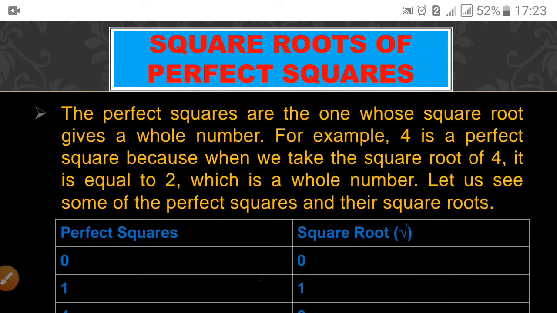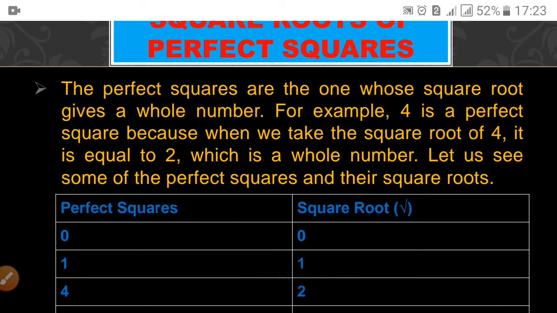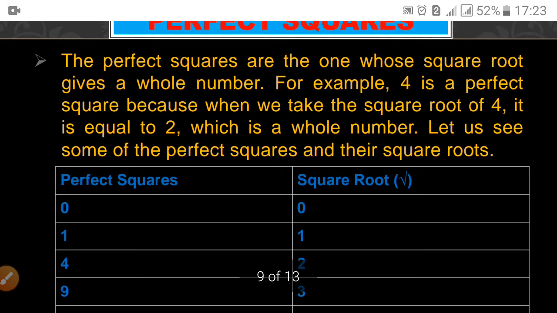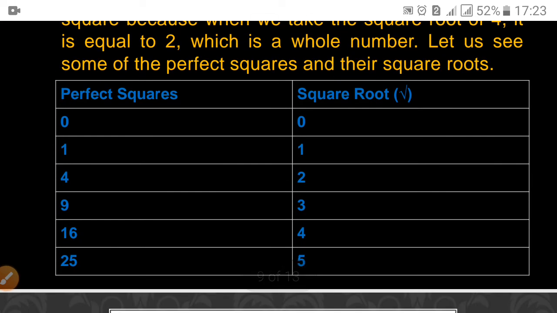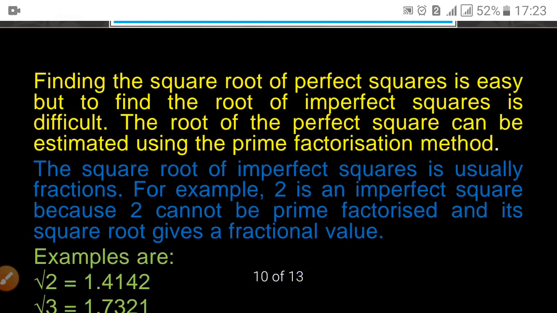This is the formula for square root. Square root of perfect squares. The perfect squares are the ones whose square root gives a whole number. For example, 4 is a perfect square because when we take the square root of 4, it is equal to 2, which is a whole number. Let us see some of the perfect squares and their square roots. 0 is a perfect square, its square root is 0. 1 is a perfect square, its square root is 1. The square root of 4 is 2. Square root of 9 is 3. Square root of 16 is 4. And square root of 25 is 5.